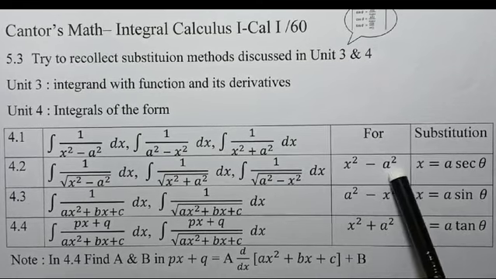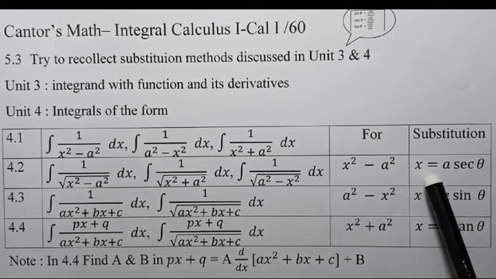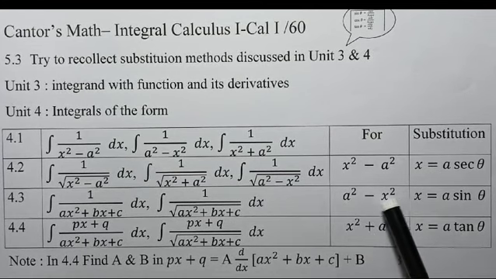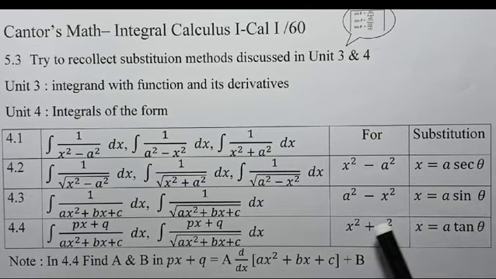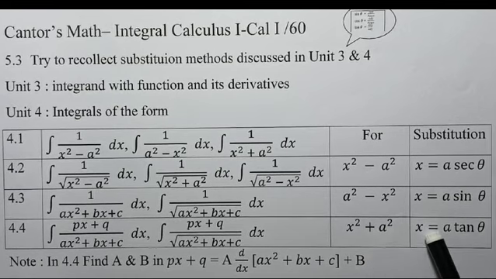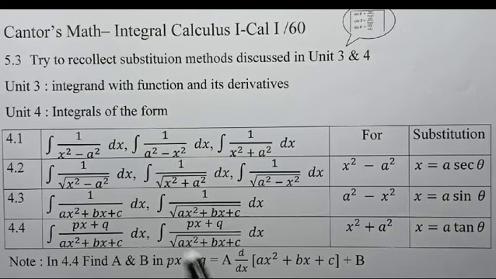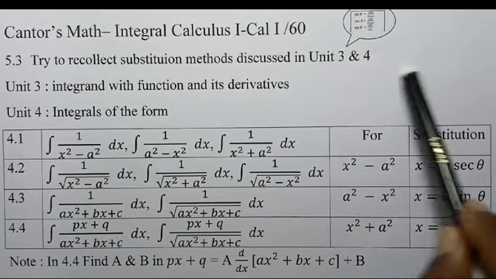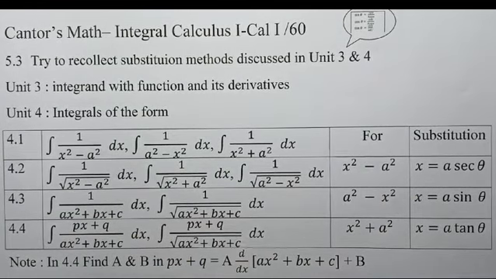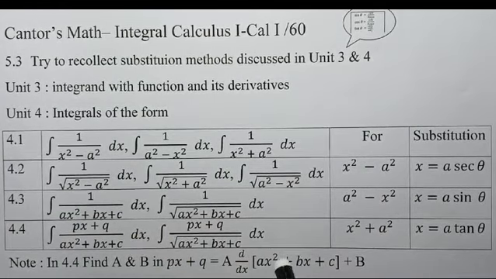And for x squared minus a squared, remember the substitution x equal to a secant theta. For a squared minus x squared, x equal to a sin theta. And for x squared plus a squared, the substitution is x equal to a tan theta. Try to remember and recollect all these methods on your screen.